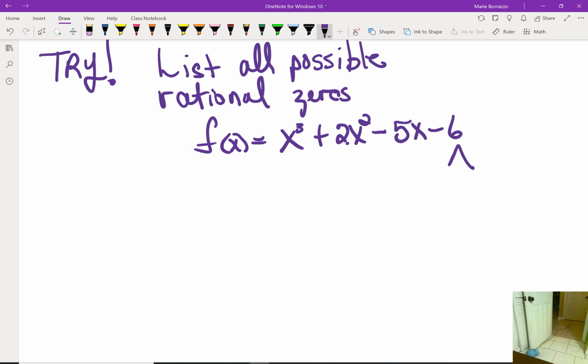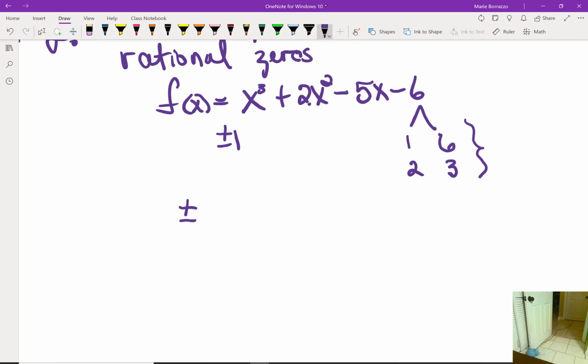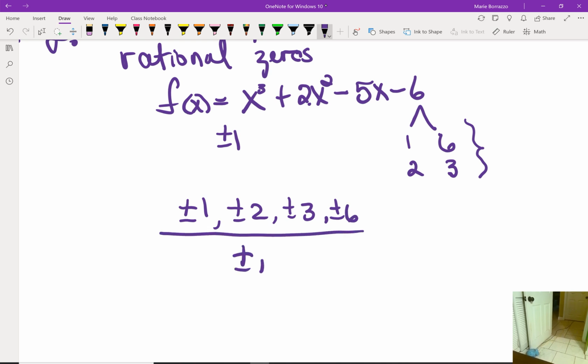So step 1, we're going to list the factors of the constant: plus or minus 1 times plus or minus 6, plus or minus 2, and plus or minus 3. Want to do the same thing for the leading coefficient. We know obviously this will be plus or minus 1. Same process, we list plus or minus 1, plus or minus 2, plus or minus 3, and plus or minus 6, all over plus or minus 1. So the list of possible zeros is plus or minus 1, plus or minus 2, plus or minus 3, plus or minus 6. That's all you have to do.